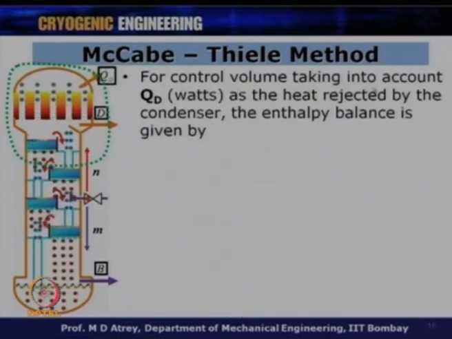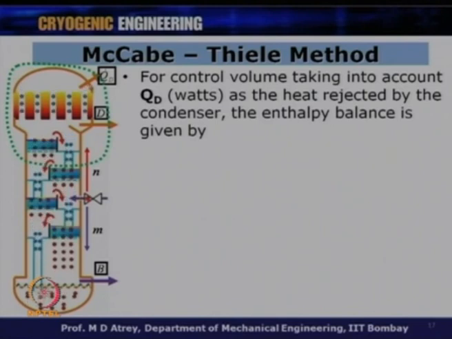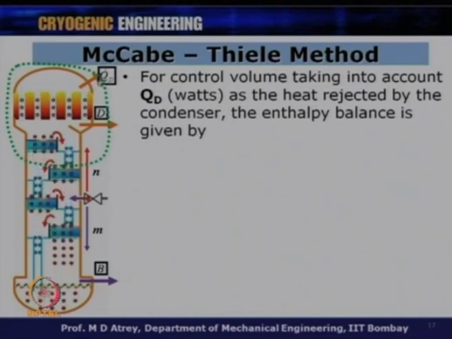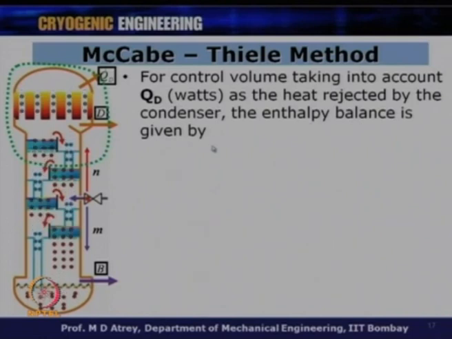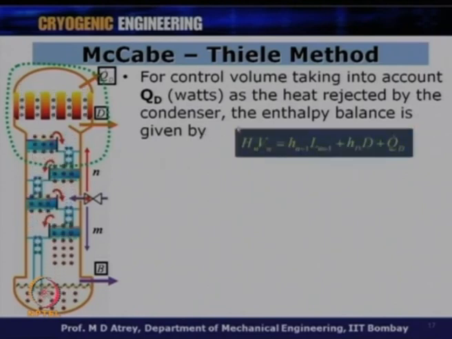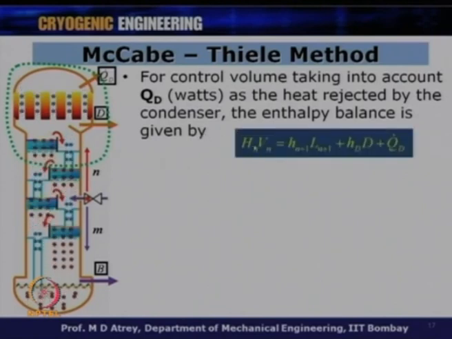For the control volume, taking into account QD watts, now we have a condensation happening out here and therefore some refrigeration effect has to be supplied, and this is QD, because some heat has to be taken out from here. So, QD has to be taken into account when I do the energy balance. QD watts is the heat rejected by the condenser. First we did the molar mass balance, now we do the energy balance, multiply all the components with respective enthalpies and include QD in that.